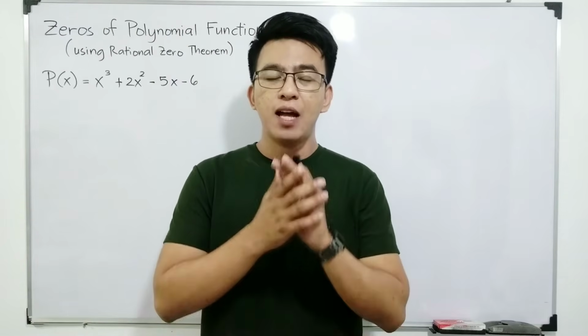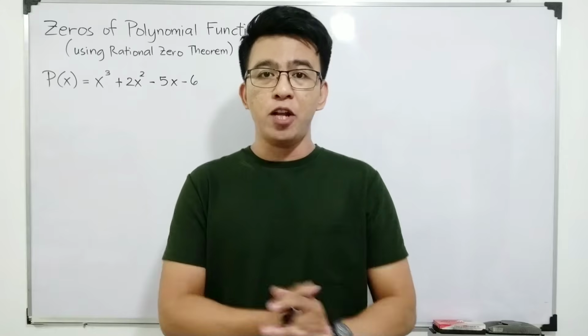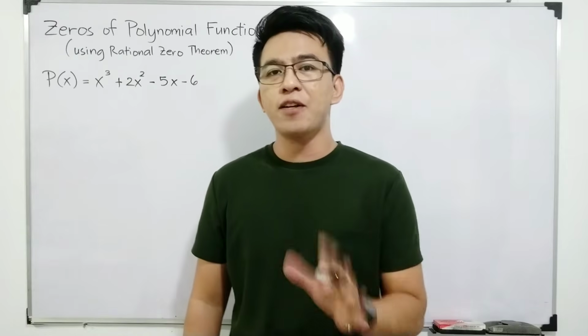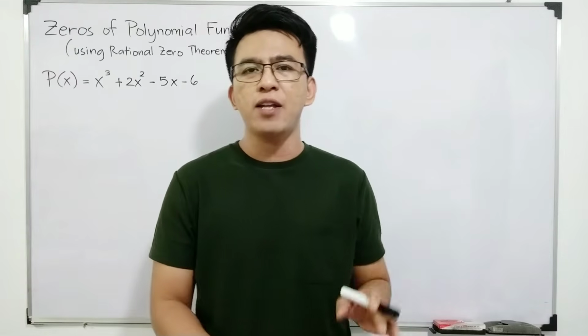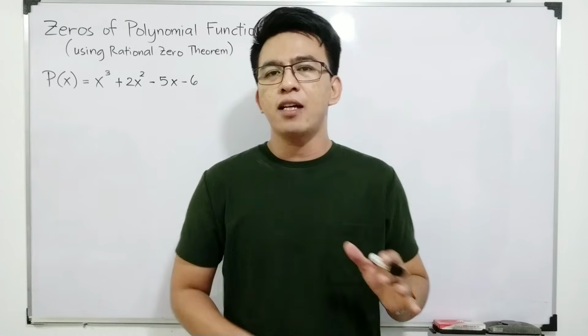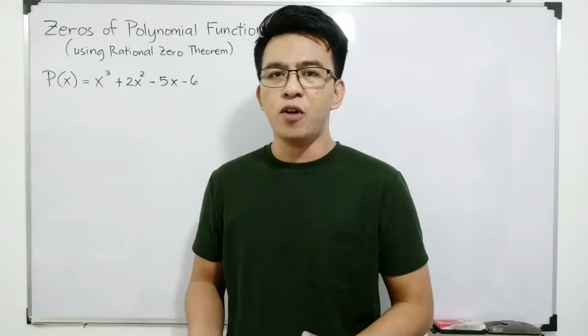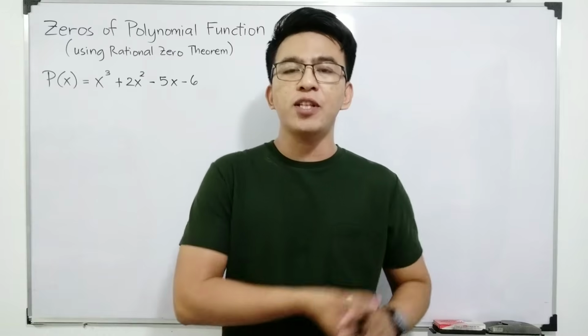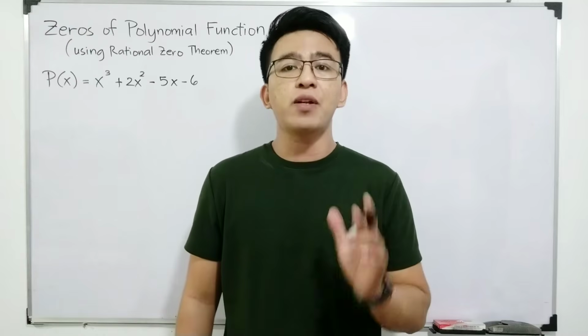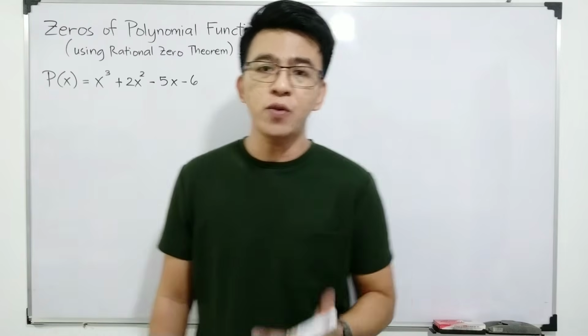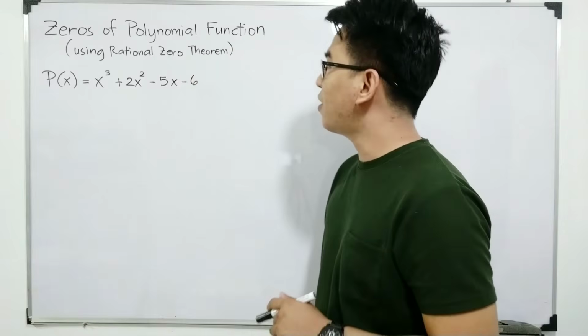In our today's video, we will talk about how to find the zeros of a polynomial function. When we say zeros of a polynomial function, we're trying to find an input, or values of x, that can turn the polynomial function equal to 0. So without further ado, let's do this topic.